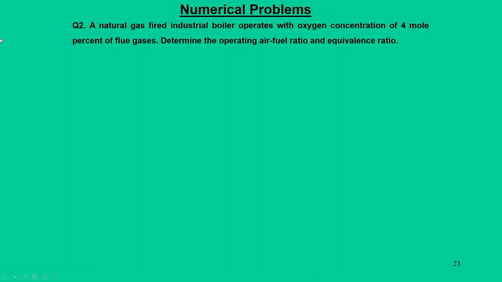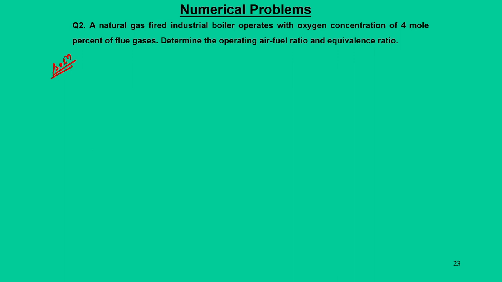Then moving further, there is another problem which says that natural gas fired industrial boiler, it operates with oxygen concentration 4 mole percentage of flue gases. Now, let us see what this means by flue gases. Normally, for hydrocarbon fuels, when they burn, they produce CO2, H2O, O2, N2. So, these are called as flue gases. So, you should understand the term flue gases.